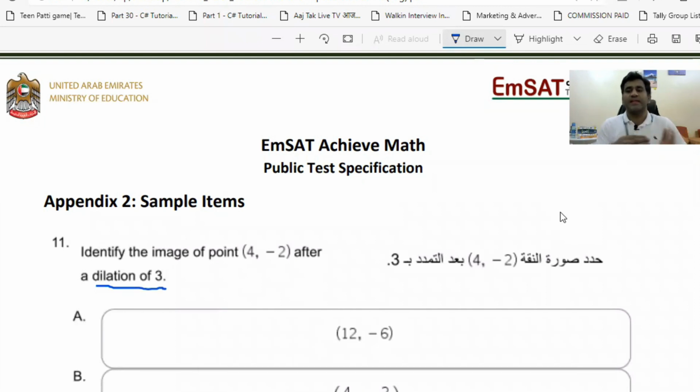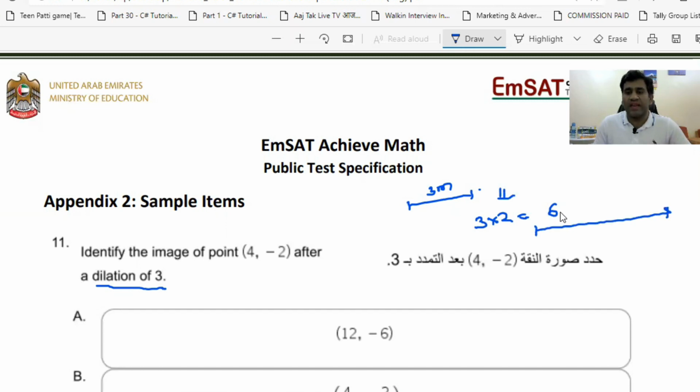Dilation is basically a scaling or a multiplying. So let's take an example. If I have a line segment whose length is going to be 3 meter, what will be the length of this line segment after the dilation of 2? You have to multiply its length by 2, that gives you the 6. Now after dilation by 2, the length of the line segment is going to be 6 meter. That's what the dilation is.